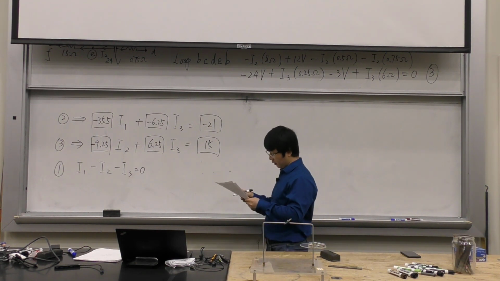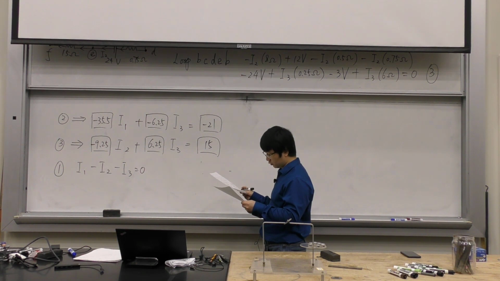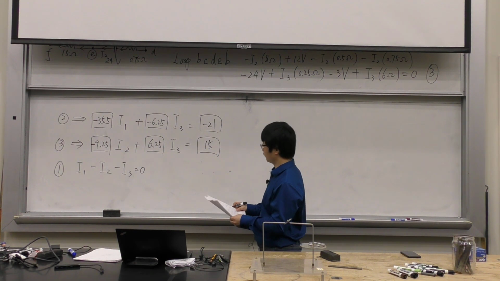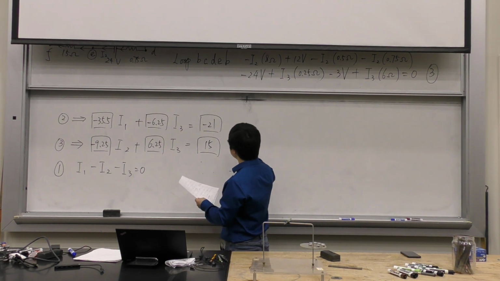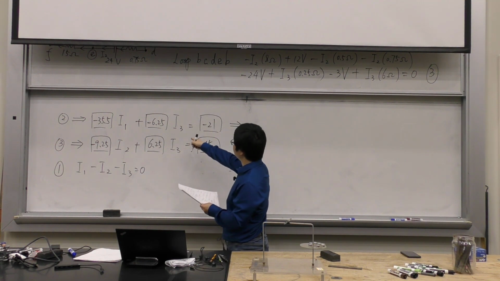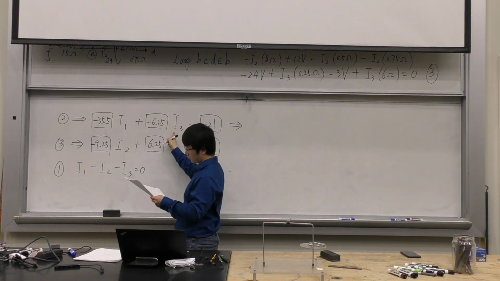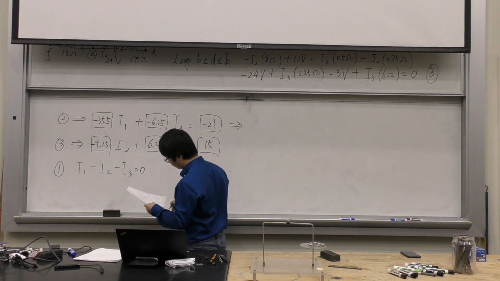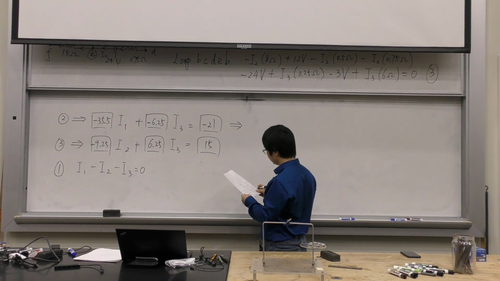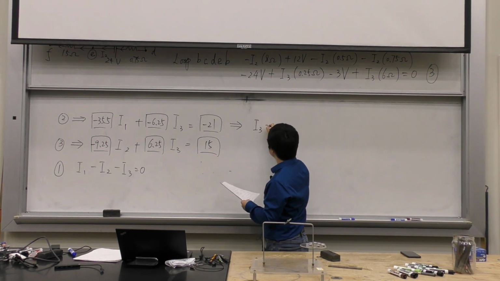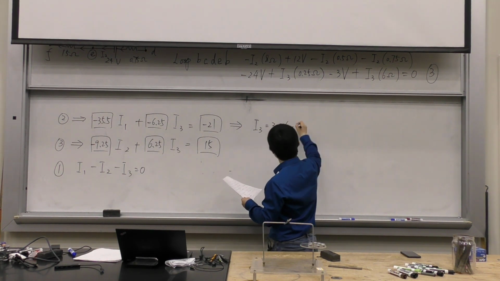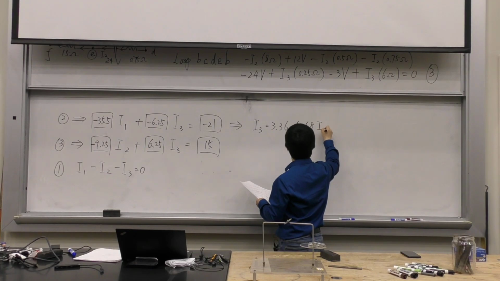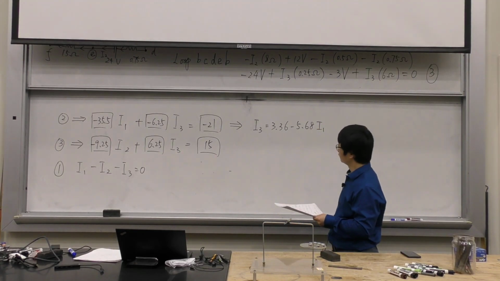Now you see that, so how do I solve that? So let's see, how did I do that? I actually solved for I1 first. The first thing I did is this. I used this equation to find an expression for I3, right? So you move this term to the right and divide both sides by negative 6.5. So what is the expression I got for I3? I3 equals 3.36 minus 5.68 I1. So that's what I got.